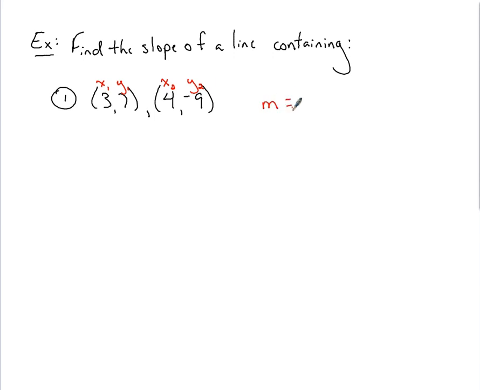being the difference in the y's over the difference in the x's, I could take my y2 minus my y1, so negative 9 minus 7, divide by my x2 minus my x1. So that'd be 4 minus 3. Okay, subtracting all that out, you got negative 16 over 1, so my slope would be negative 16.